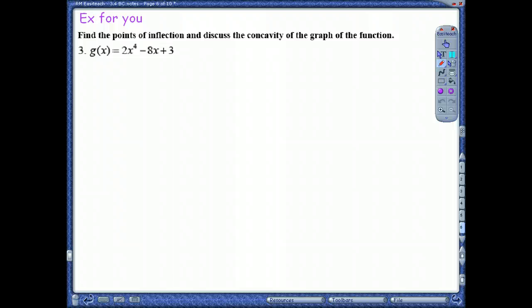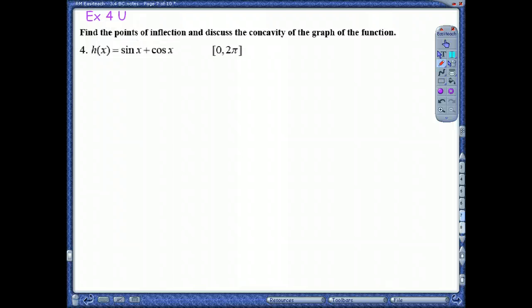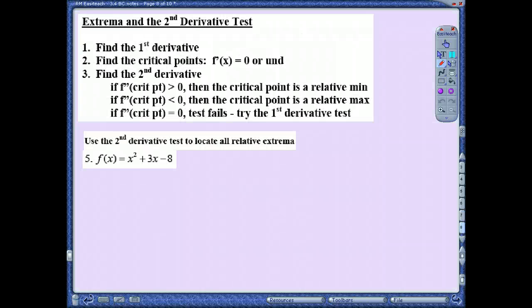The next two examples are examples for you. So watch video 2 so that you can see if you've got the right concept. The last part of our lesson today is extrema and the second derivative test.